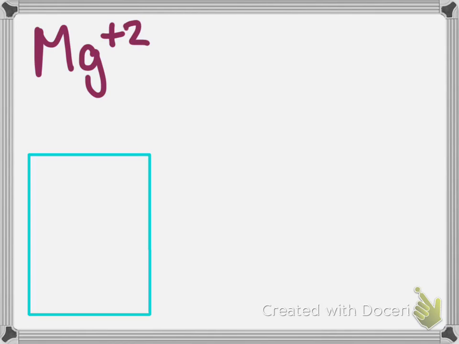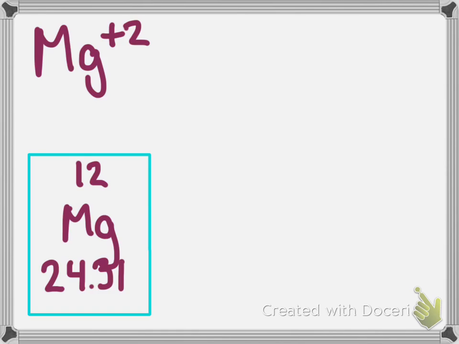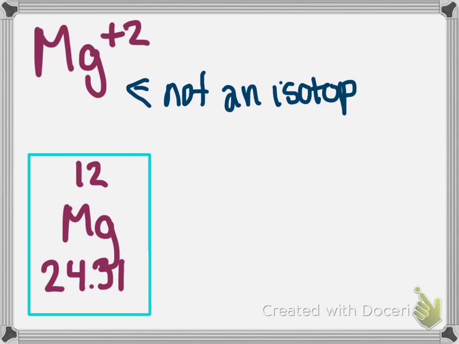Then your next question was magnesium plus 2. So it's magnesium with a plus 2 charge. We're going to do the same steps as in the first one, where we go onto the periodic table and break everything down. If you notice, this is not an isotope, and I know that because there is no mass number provided.